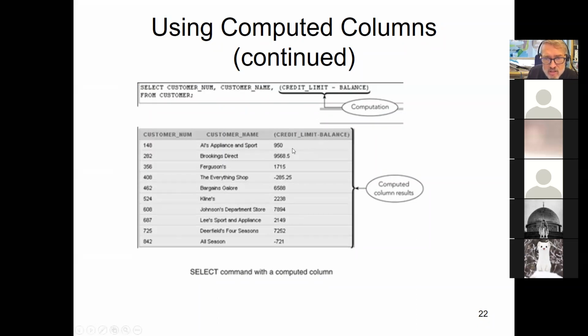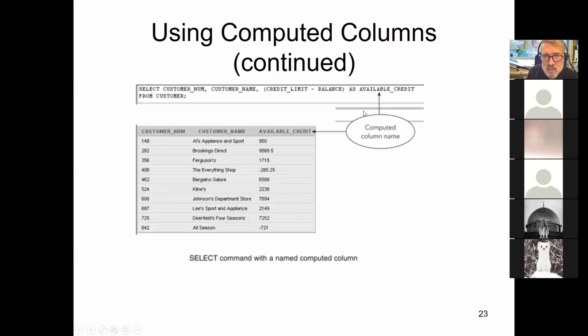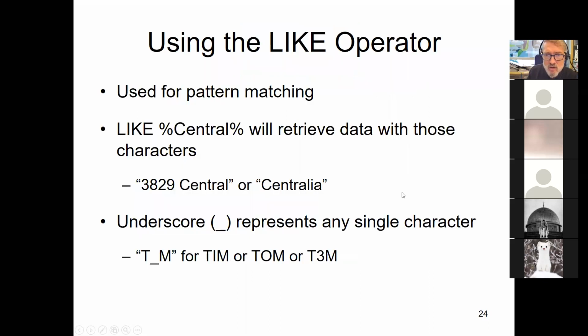Now that produces this strange looking heading. The heading is just as we selected it, and that's kind of ugly. So what we would typically do is make an alias for this credit limit minus balance. And that's what's in the next slide: we say, okay, we're going to get the credit limit minus the balance, but we're going to give it a new name. We're going to call it available credit. And so we get that value, which is credit limit minus balance, but we call it available credit. And so available credit is the heading on that column.